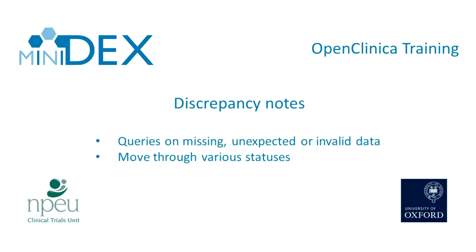As we saw in the previous video, discrepancy notes are failed validation checks or queries on missing, unexpected, or invalid data. This video is going to guide you through the various statuses that discrepancy notes move through during the course of their resolution.